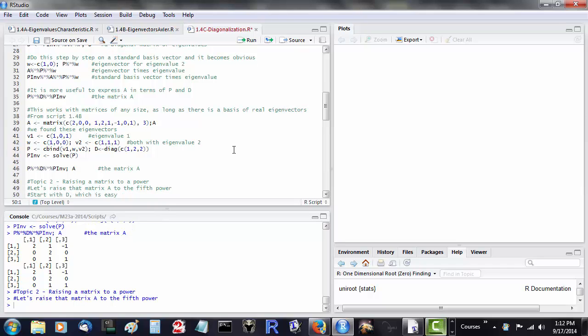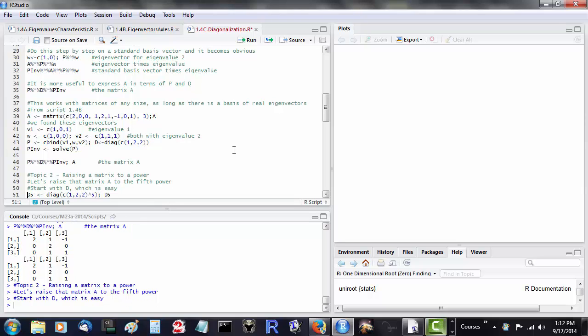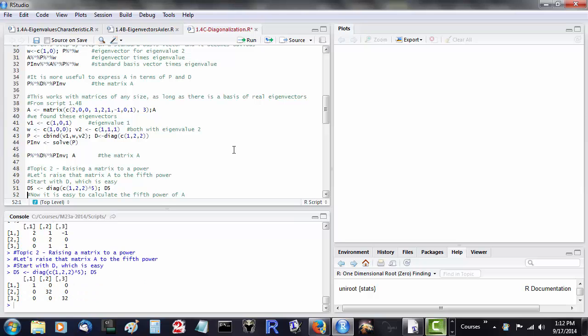a much easier way. Let's raise the matrix D, which is diagonal, to the fifth power. All I have to do is create a matrix D5 where the diagonal entries are the fifth powers of the eigenvalues 1, 2, and 2, and R does that very naturally, since the fifth power can be applied to the matrix that gets built into the diagonal matrix.